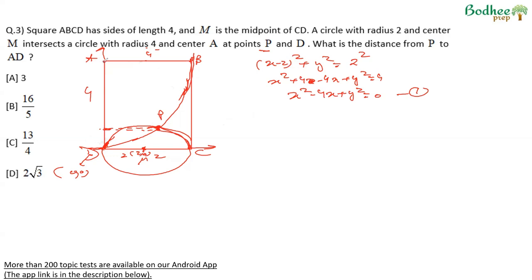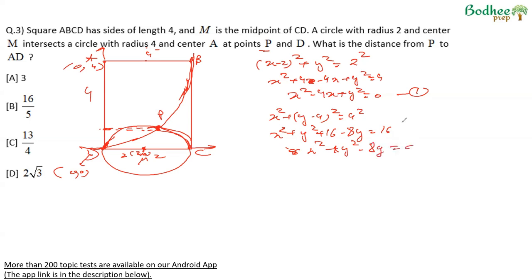For the larger circle, the center will be at (0, 4), because D is the origin. This is the y-axis. So x square plus (y minus 4) whole square is equal to 4 square. So x square plus y square plus 16 minus 8y is equal to 16, and therefore the net equation becomes x square plus y square minus 8y is equal to 0. This becomes the equation of the second circle.